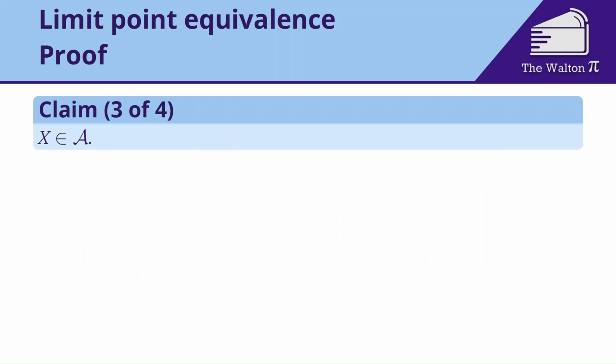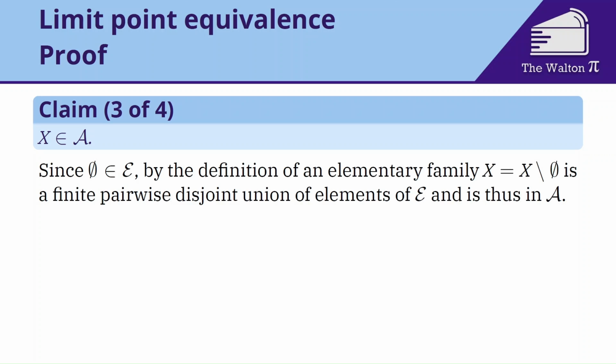Claim 3, X is in our algebra. Since the empty set is in our elementary family, by the definition of an elementary family, X, which is the same as X minus the empty set, must be a pairwise disjoint union of elements of our elementary family, and is therefore going to be in our algebra.